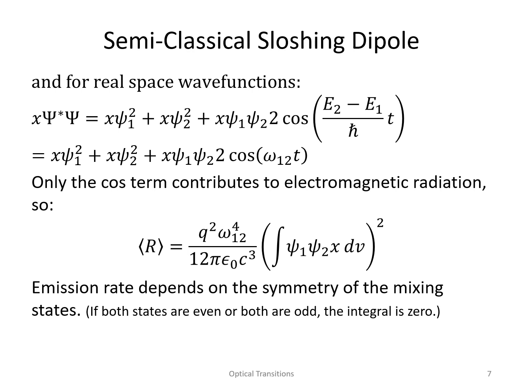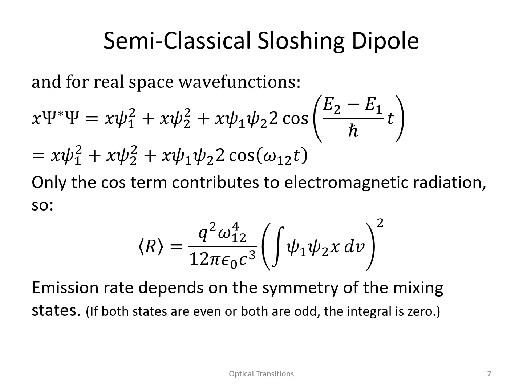If both states are even, then psi 1 times psi 2 is even, and x times psi 1 psi 2 is odd. The integral of an odd function over all space is going to be 0. If both states are odd, then their product is even, and multiplying by x gives us an odd function. The integral over all space is 0.